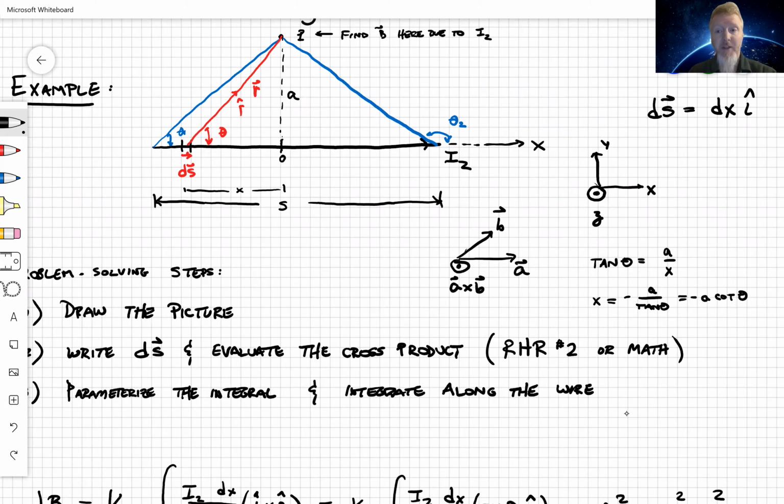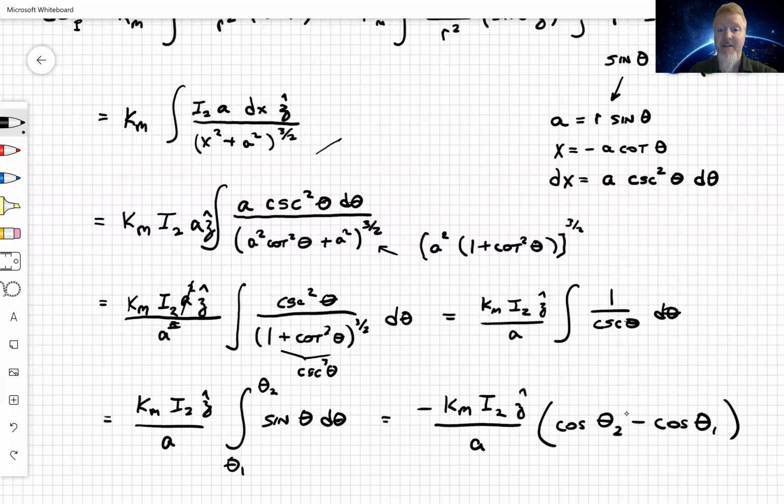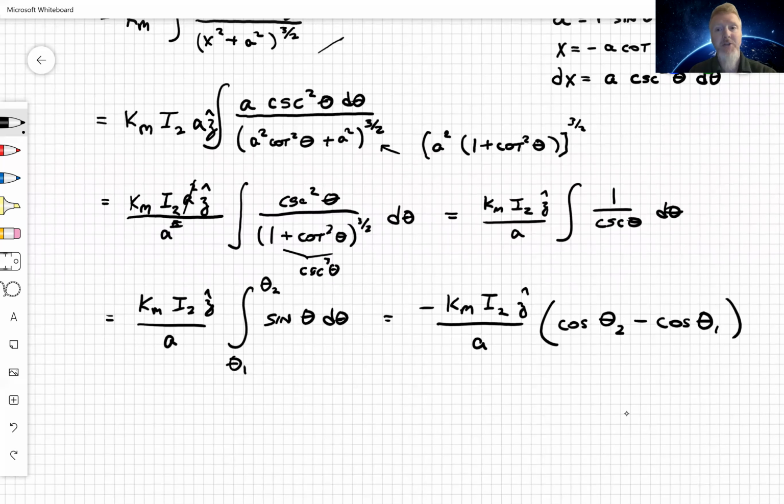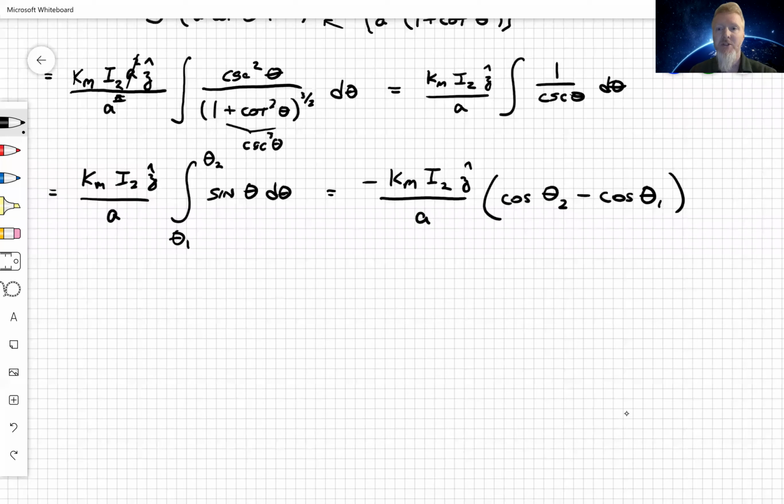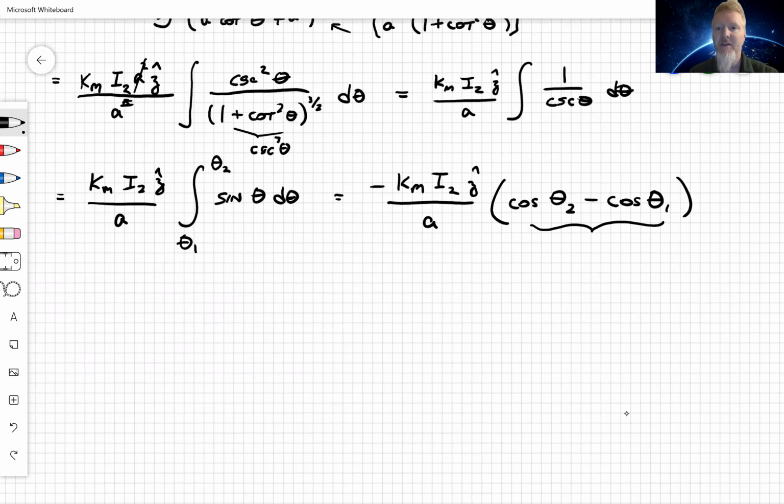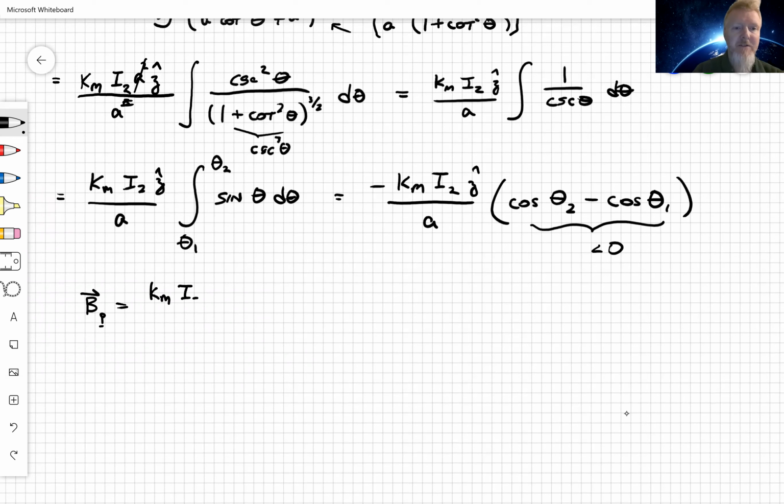So it's good that I have that minus sign in there, because a minus sign flips my direction. But I'm pretty sure the direction is not flipped. It should be coming out of the page. So we just change this into a positive number, since this thing here is less than 0. So ultimately B at point P is equal to, the minus goes through, K magnetic I over A, there's a z hat, and then it's the difference of these two cosines.